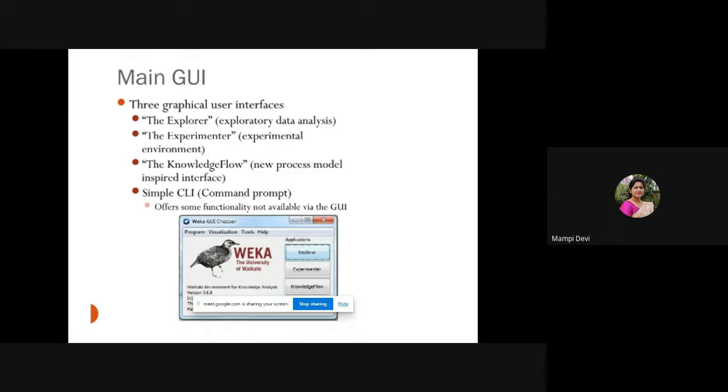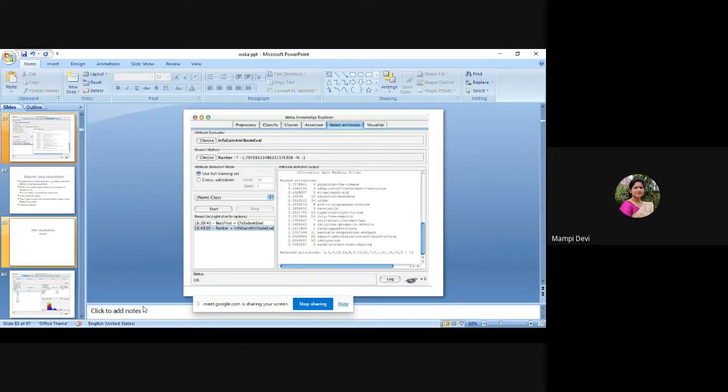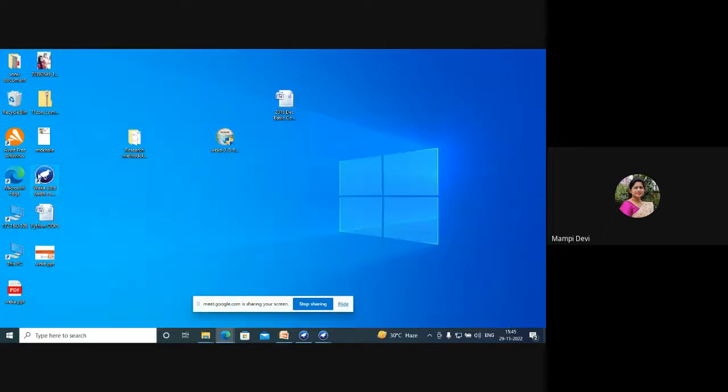In the Explorer application, we can run preprocessing of data, attribute selection, learning, and visualization of the data. In Experimenter, we do testing and evaluating of machine learning algorithms, and in Knowledge Flow, we can visualize the design of the KDD process and explore the data. And Simple CLI, that is, I'm just minimizing my window, I want to show you the Weka interface.